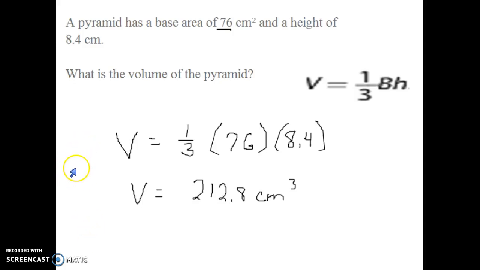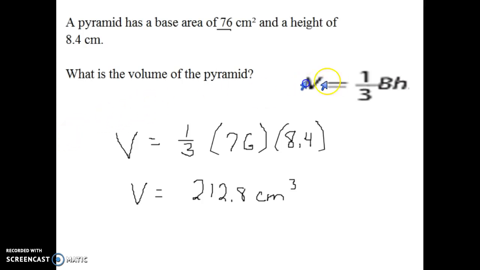All right, this is some help with quiz 2.08. This is on volume of pyramids and cones. So, the first one gives you an example of a pyramid that has a base area of 76 and a height of 8.4. What is the volume of the pyramid?